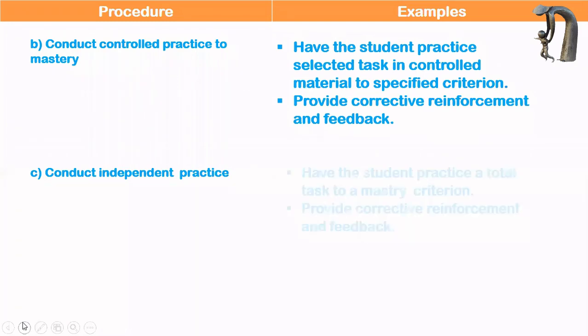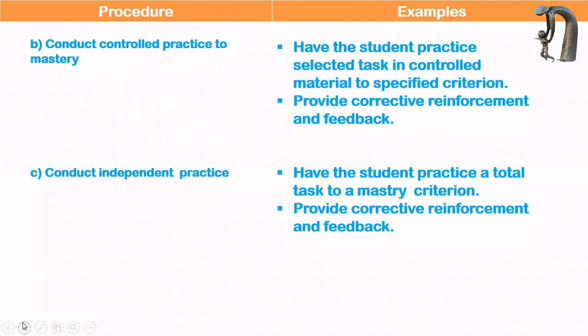Have the student practice a total task to a mastery criteria, that is 100%. That means independently, total activity. I want my child to develop 100% independently, with the complete set of objectives. If it is making a puzzle, I want the child to develop the complete puzzle. I want my child to learn the complete book of numbers. I want my child to learn the concept of addition completely, totally. So that is your independency.